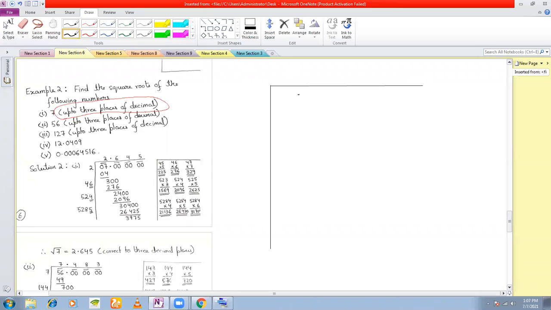You'll write a 7 here, right? And here you have a decimal, isn't it? After 7 you have a decimal. Up to how many places of decimal do we have to find out? 3 places of decimal, right? So what we do is we give 3 pairs of zeros. 1 pair, 2 pairs, and 3 pairs. 3 pairs of 0 we give.